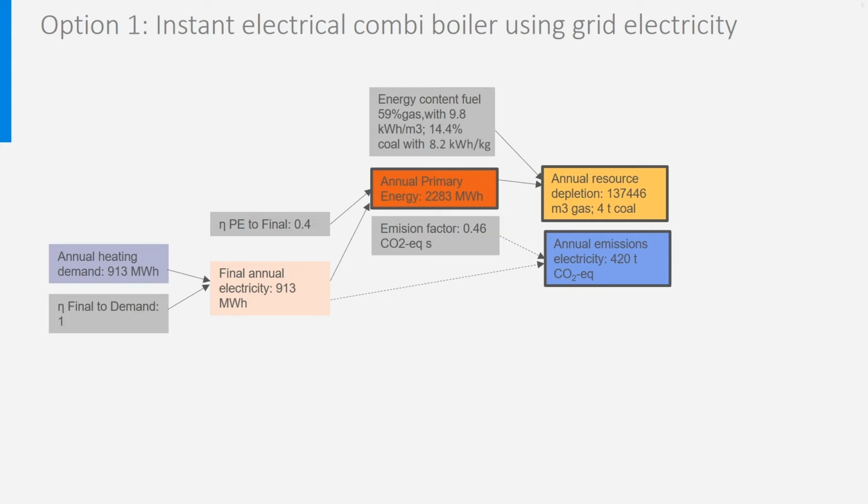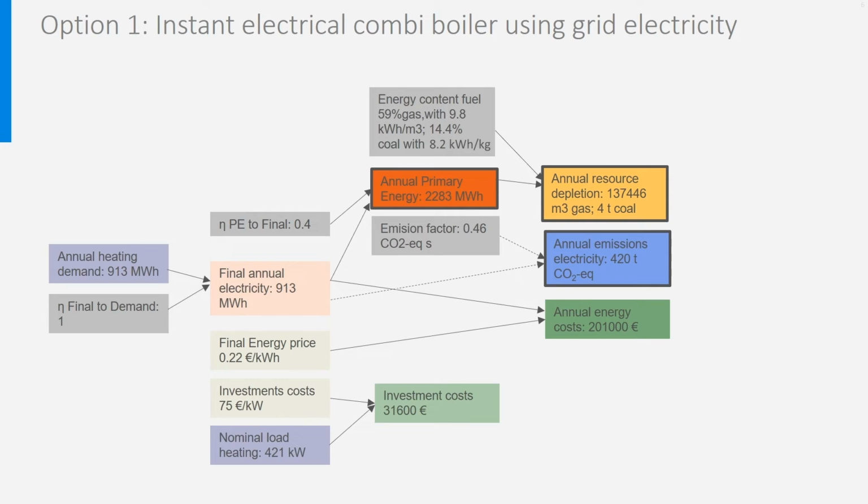What about the annual electricity bill? Well, with a price of 22 cents per kilowatt-hour, we come to an annual bill of 913 times 0.22 equals 201,000 euros.